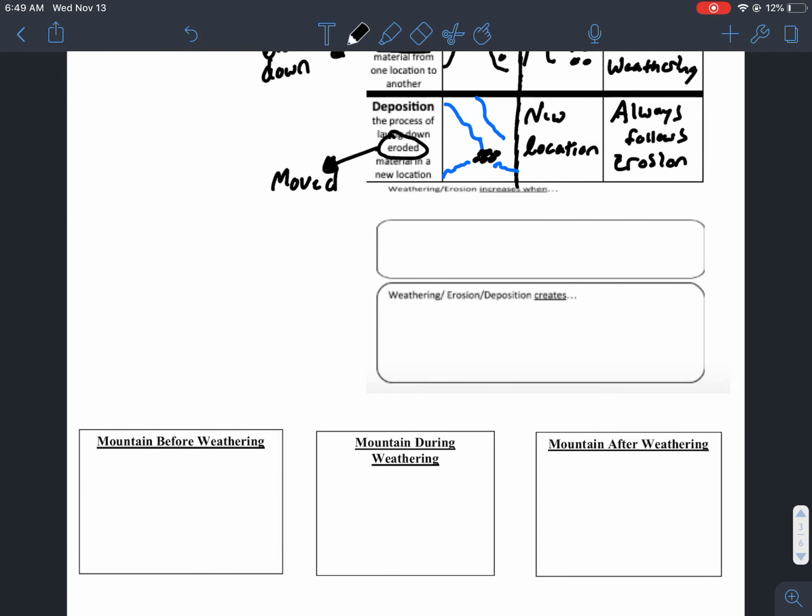You'll notice this box says weathering and erosion increases when. This is really important. I want you to write plant life decreases. So we need to think about why that is, okay? So we're going to draw ourselves another picture.